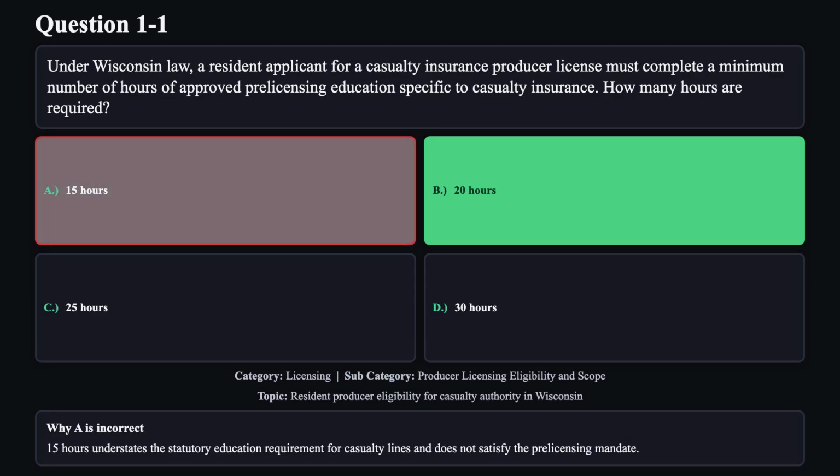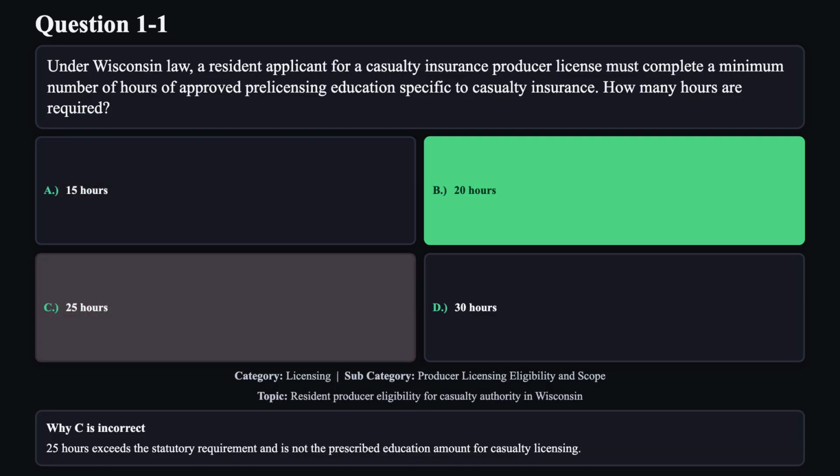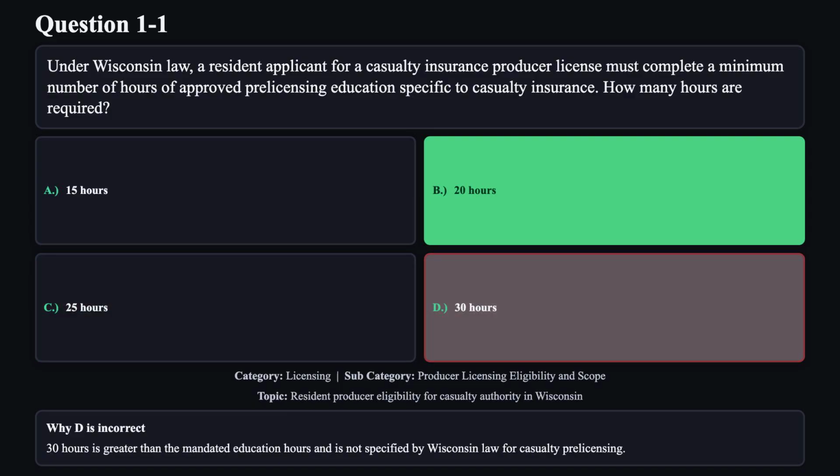Reason A is not correct. 15 hours understates the statutory education requirement for casualty lines and does not satisfy the prelicensing mandate. Reason C is not correct. 25 hours exceeds the statutory requirement and is not the prescribed education amount for casualty licensing. Reason D is not correct. 30 hours is greater than the mandated education hours and is not specified by Wisconsin law for casualty prelicensing.